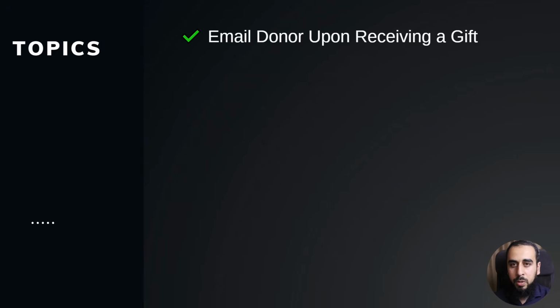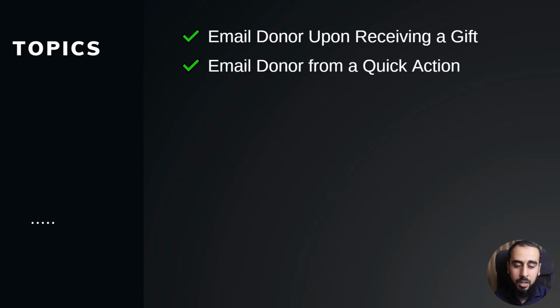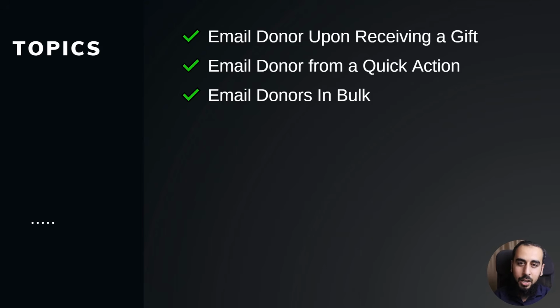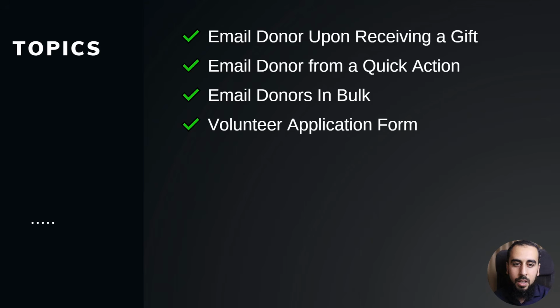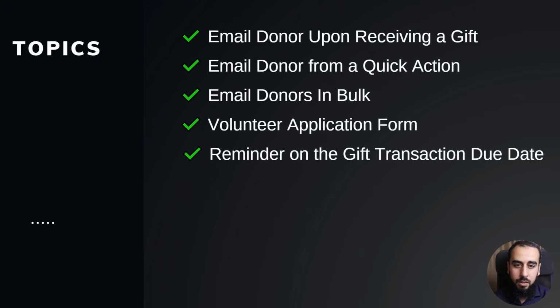We'll have a situation where we want to send an email to a donor when we receive a gift. Email a donor from a quick action button manually, and then email donors in bulk. At the surface, these sound very similar, but technically the approach is absolutely and significantly different. We'll see how to build a volunteer application form and send a reminder on gift transaction due date. For every one of those use cases, there is a ton of elements and resources and features that we'll be using.